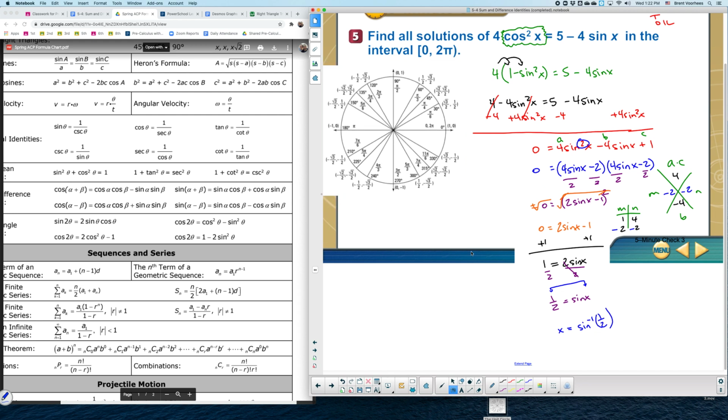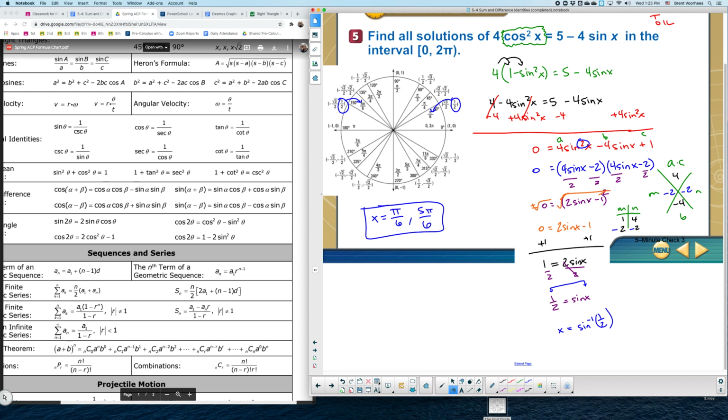So sine inverse of 1/2 happens twice. You're looking for the 1/2. Here it is in the place of y. It happens twice, at pi over 6 and over here at 5 pi over 6. So it appears to me that there might be two answers, pi over 6 being the first, 5 pi over 6 being the second. Now that was a lot of work.